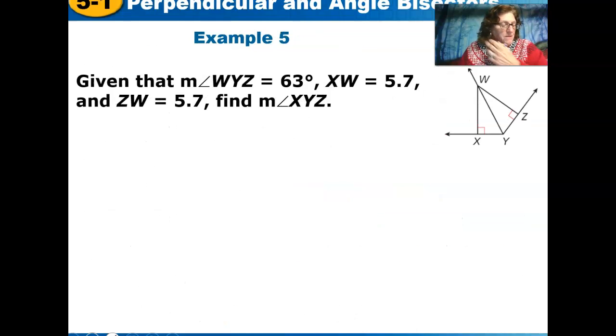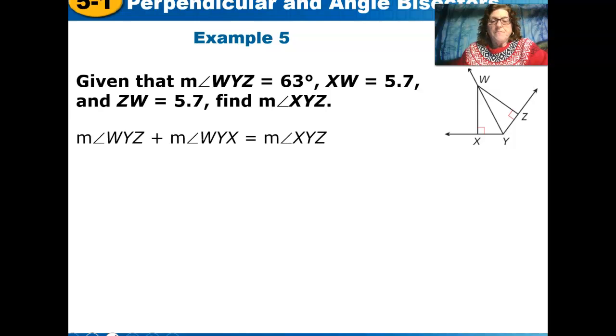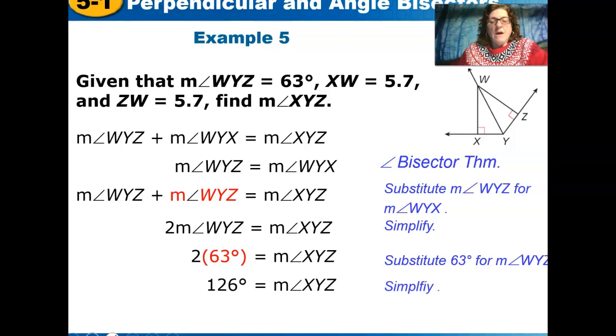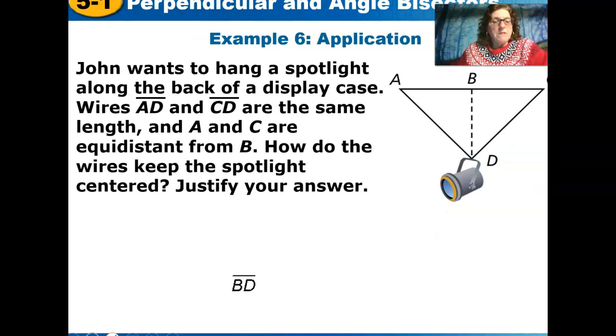In example 5, based upon the given information, I hope you've been able to figure out what the answer is. We know that these two angles equal the measure of angle XYZ by the angle bisector theorem. We can do a substitution, and we know that the measure of the angle is going to be 126.